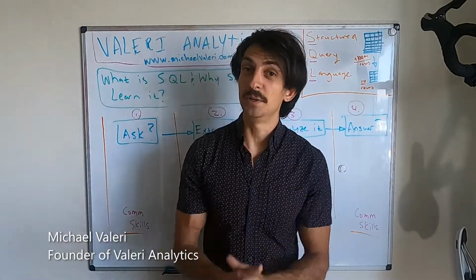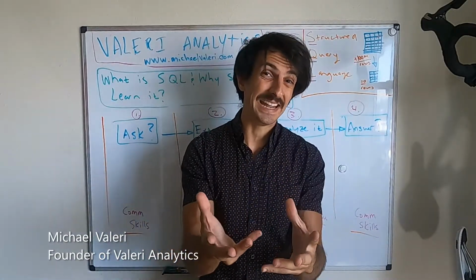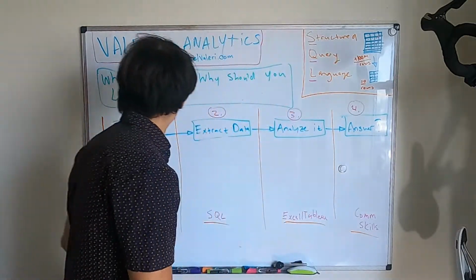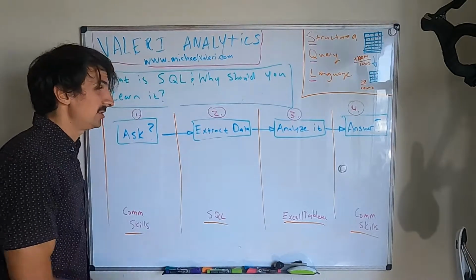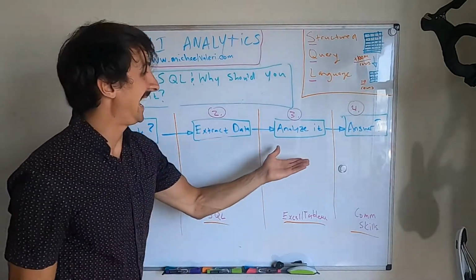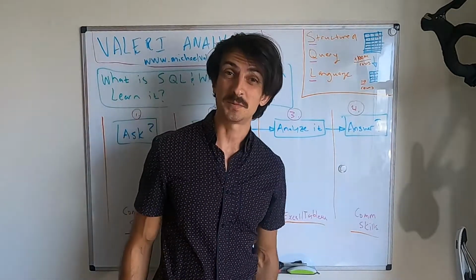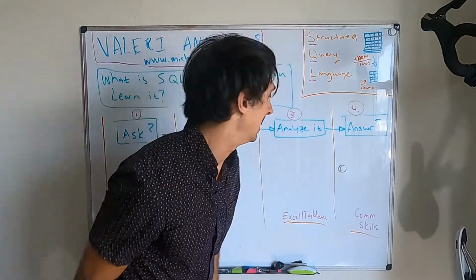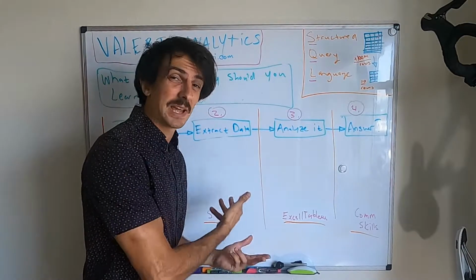In my last video, we talked about how to do data analysis, and we covered 4 steps. Let's review them really quick. We talked about asking questions, extracting data, analyzing it, and then answering that specific question. What I want to go into more depth about today is the step of extracting the data.